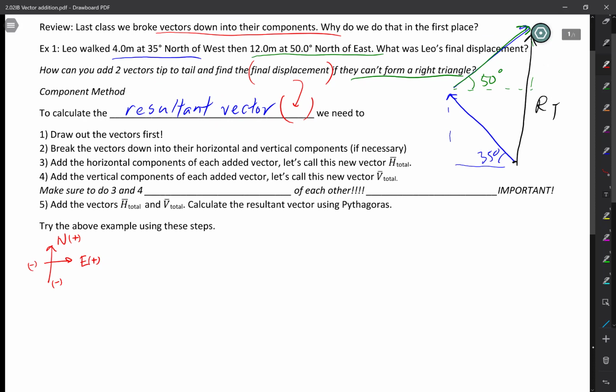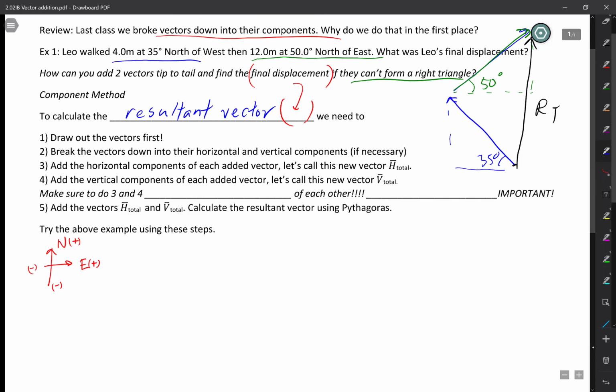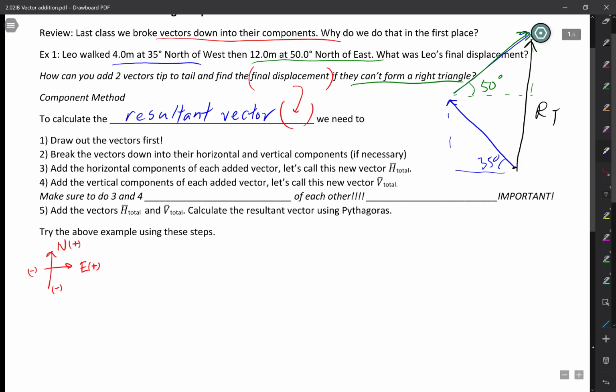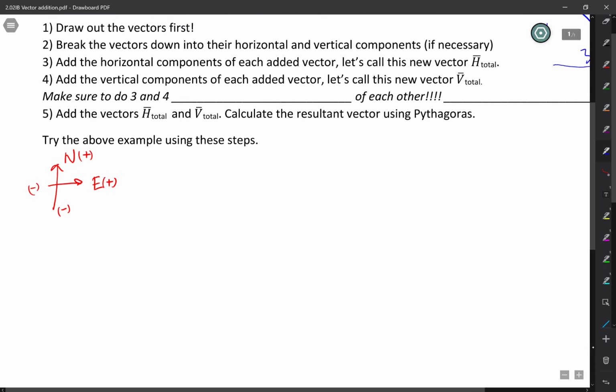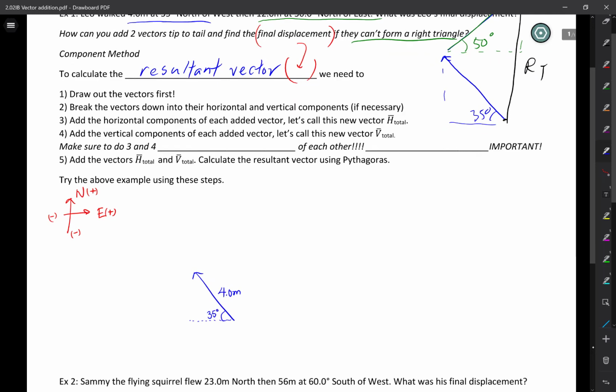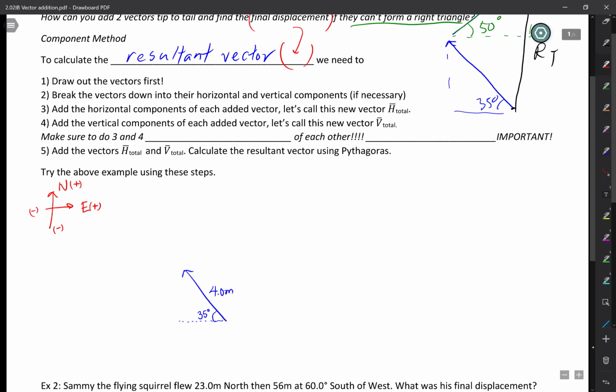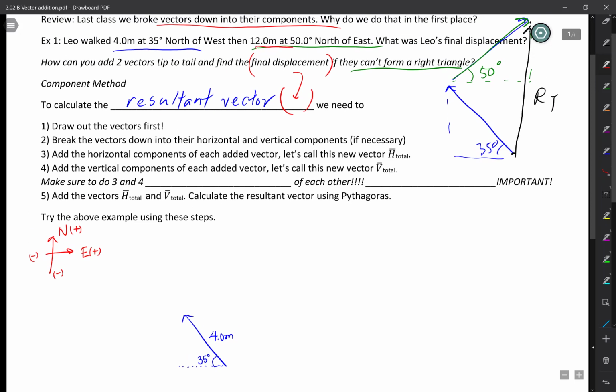Now I'm going to draw the vector, and I'm going to do a better job than what I did over here. So let's start with Leo walking 4 meters at 35 degrees north of west. Let's draw this first. Here we have the first one, and now I'm going to draw the second one, which is his second displacement, which I'm actually going to label red this time.